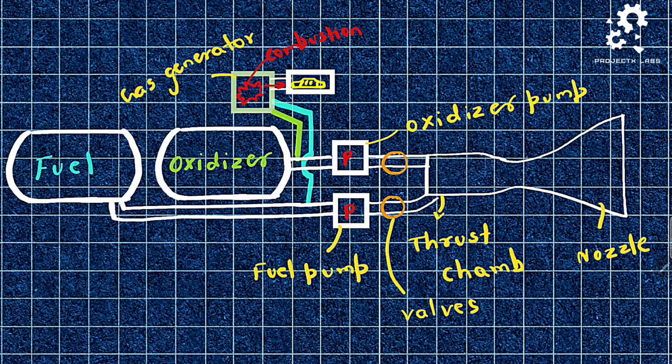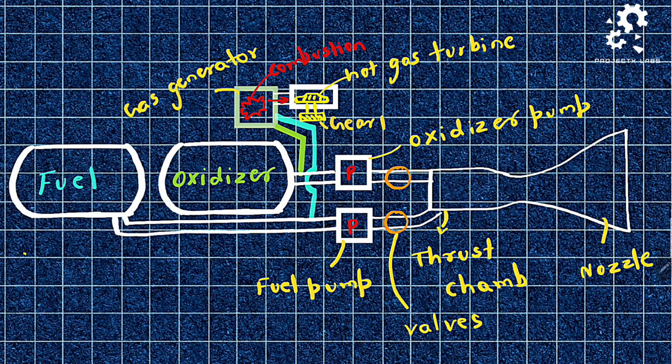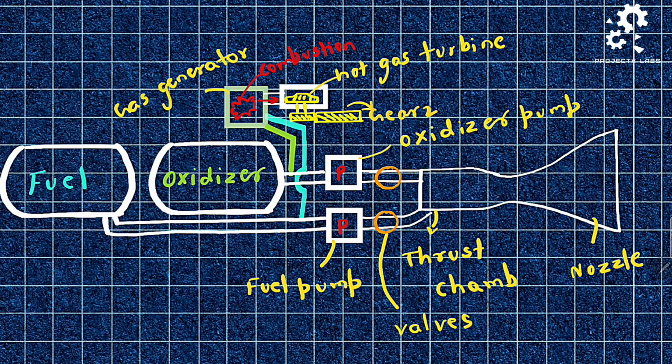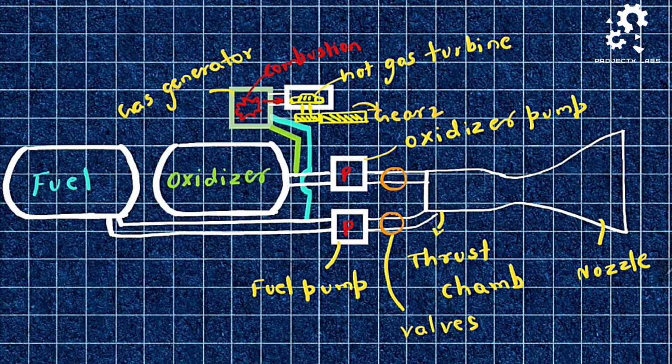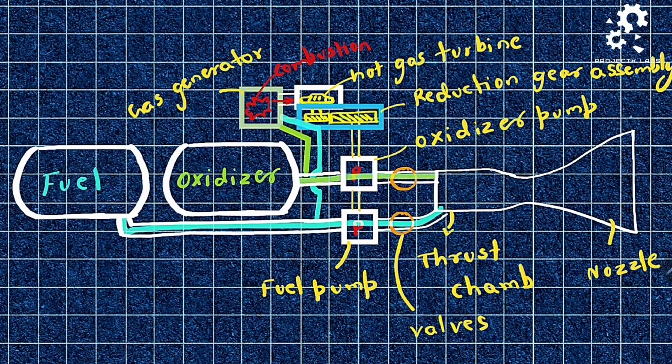The hot gas produced is streamed towards the hot gas turbine that is connected to a gear which drives another gear. The driven gear is connected to both the pumps. As the turbine rotates, the gear rotates the pumps, enabling the flow of fuel and oxidizer into the thrust chamber. As the turbine rotates at very high speed, the speed has to be reduced to operate the pumps. This is achieved by the reduction gear assembly.